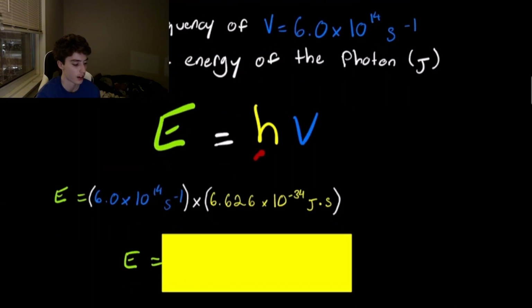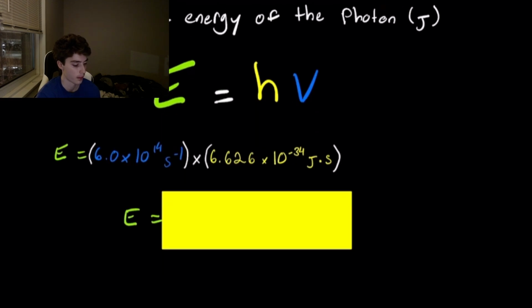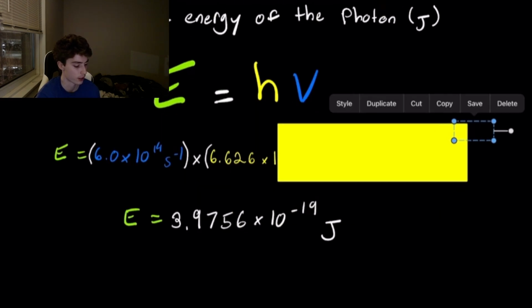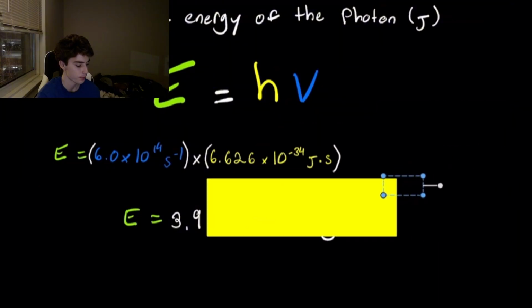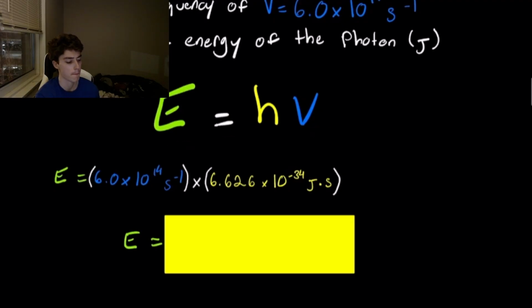So we have Planck's constant. We already know what that is. All we have to do is multiply Planck's constant and the frequency. And what do you get? That is the energy of the photon. So the energy of the photon is 3.9756, sure, we could have rounded that, times 10 to the negative 19th joules. So super simple. We were literally just following this equation right here.